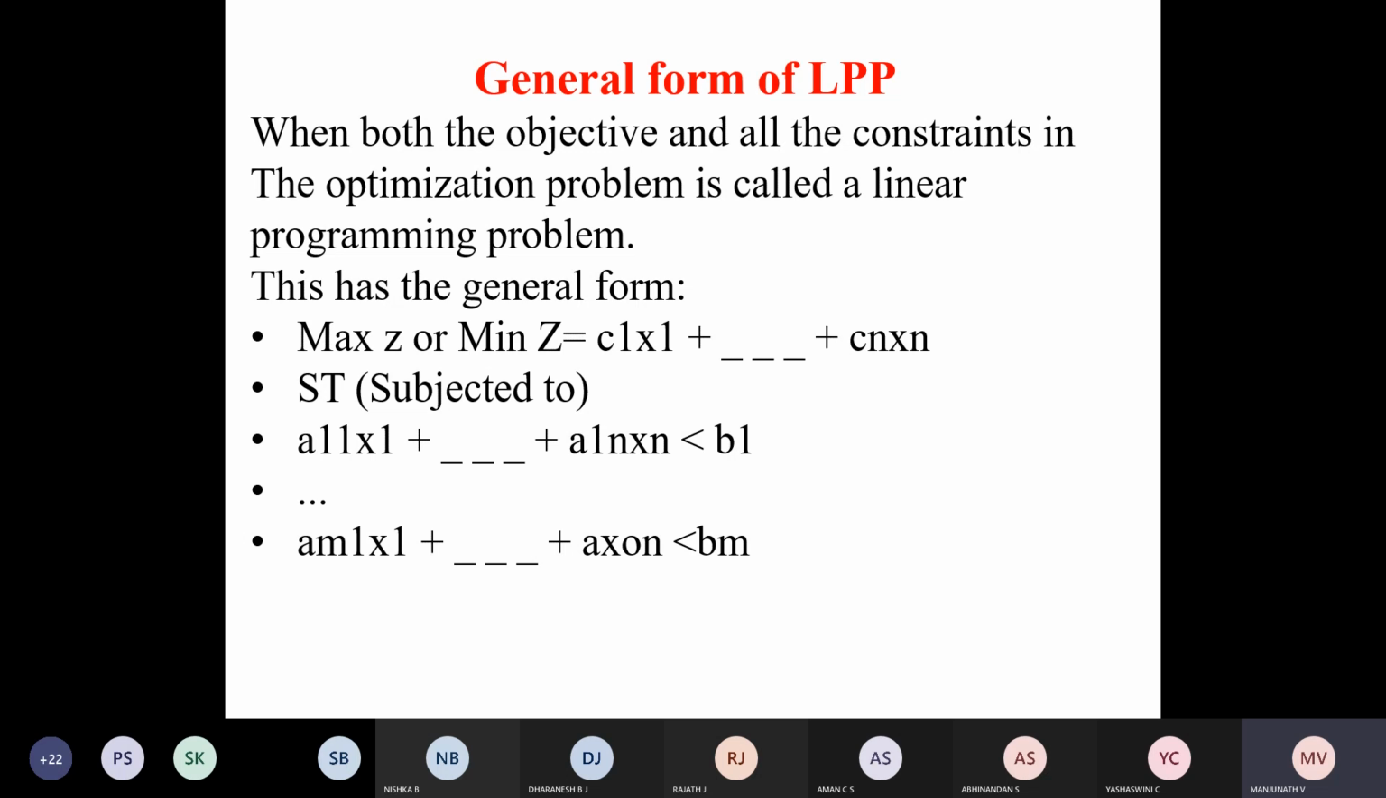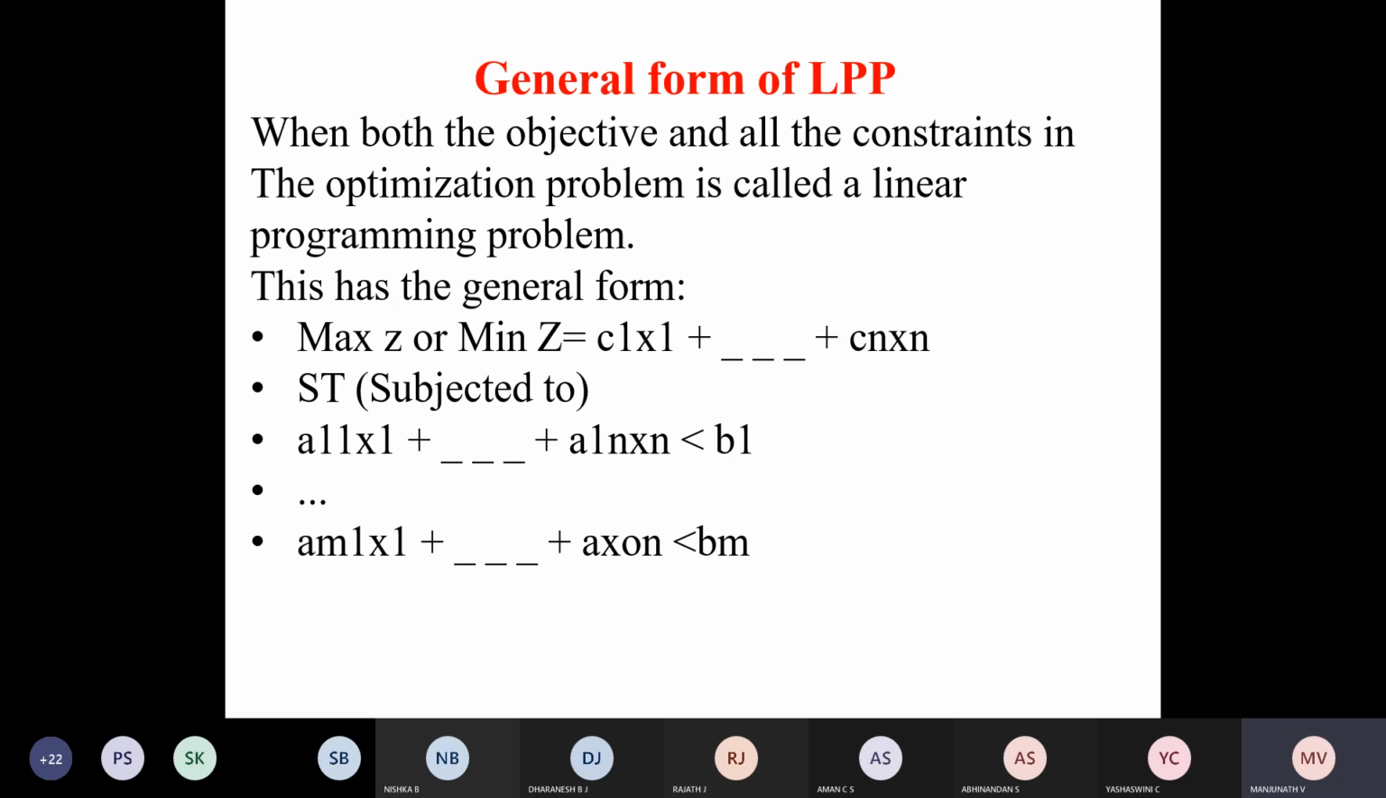Now this is maybe less than or maybe more. It is less than or equal to a constant called b1. Similarly, it goes on: first A, then B, then C, then D. You can just type it like that. It is only a general form.